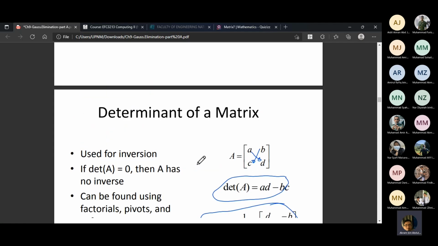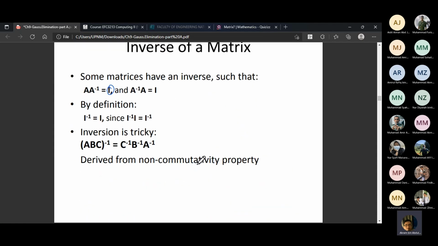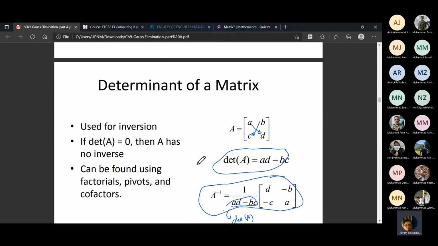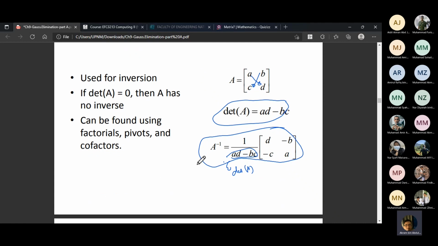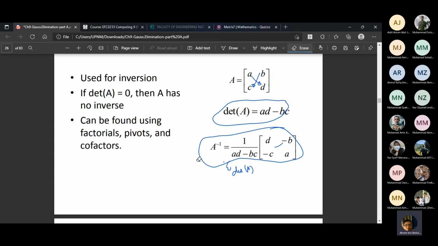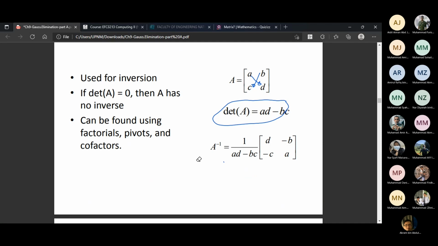So how to find inverse matrix? So you need to know how to calculate determinants. Because an inverse matrix will be written in this form. Untuk 2 times 2 punya matrix, kita akan tulis yang bentuk macam ni.